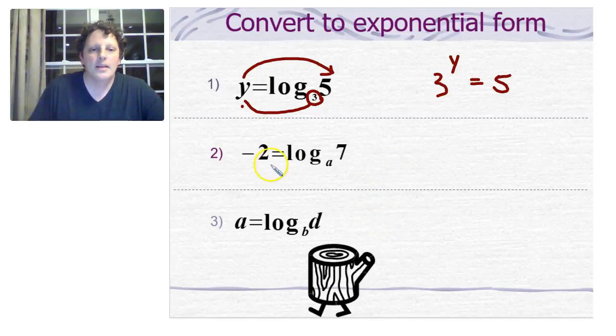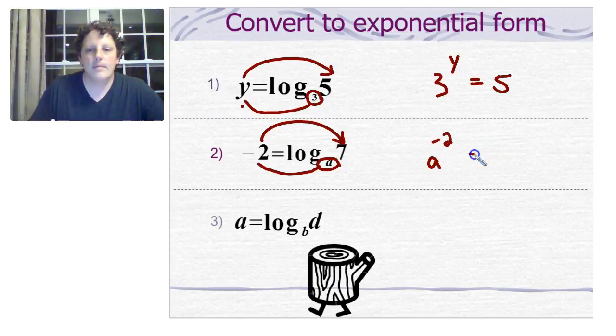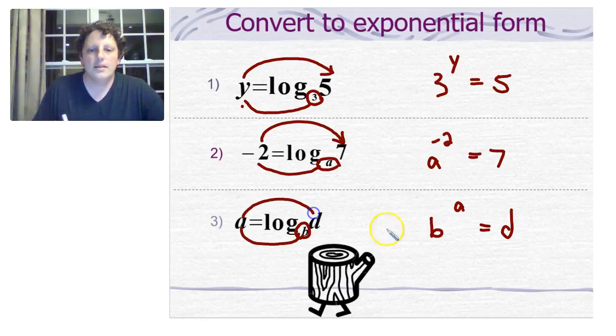Very simple, right? Our next example, we have a raised to the negative 2 is equal to 7. Once you get used to this, you can do it all day long. It's always the same pattern. B raised to the a equals d. B to the a equals d. So that's what a logarithm is. Kind of nice, isn't it? Pretty easy. I think so.